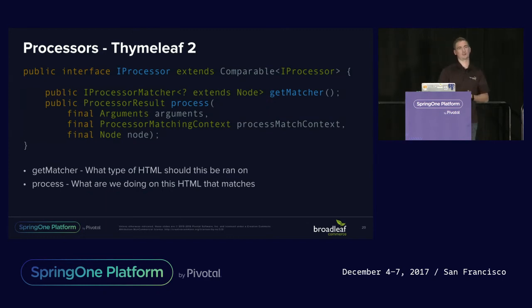This is where a lot of the actual changes were in the API. The processor API for Thymeleaf 2, in my opinion, was kind of all over the place. Thymeleaf 3 was rewritten. It's a lot better now. So here's the base IProcessor. getMatcher basically tells me what node to execute this on, and process, just go do some work.